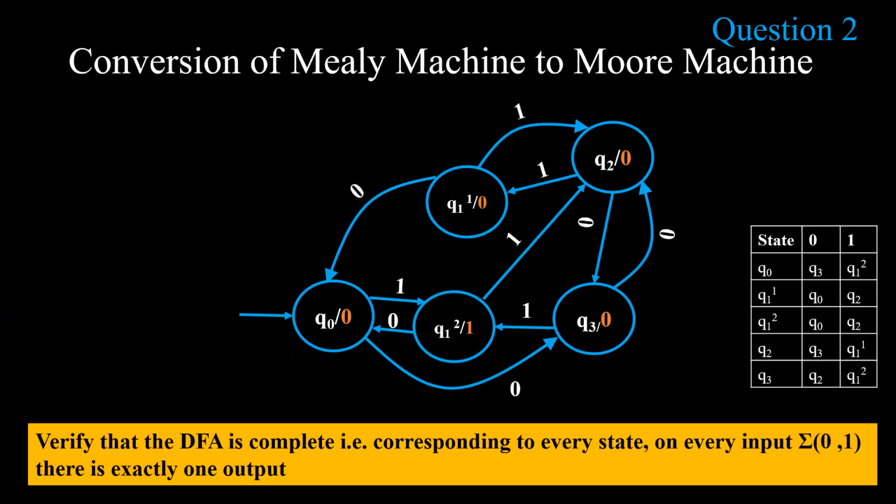Once we get the output, we should always check that the DFA is complete by drawing this particular table. Initially we had these states. Now we have one more state, and there are 2 parts of the state, Q11, Q12. And since all states have outputs corresponding to 0 and 1, we can say that this is a complete DFA.